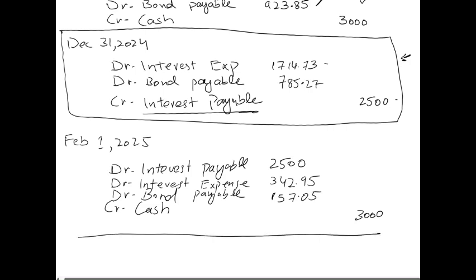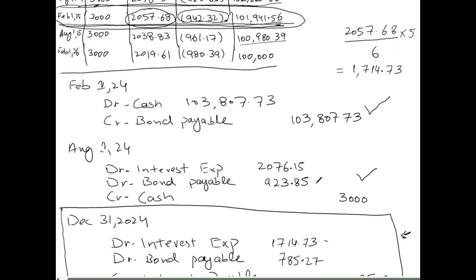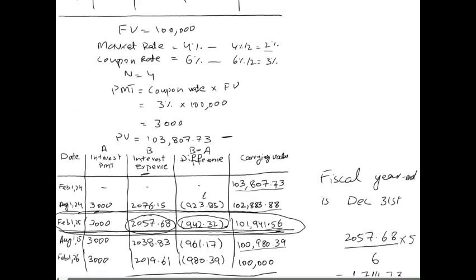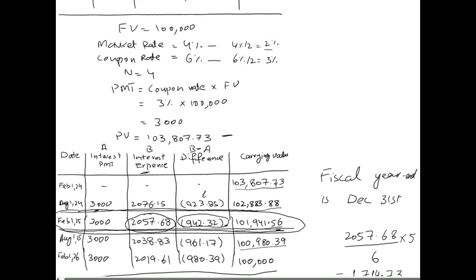And this is how you do the journal entries for bonds. In this example, I did it for the premium bond. I might do another one for a discount bond in a future video.